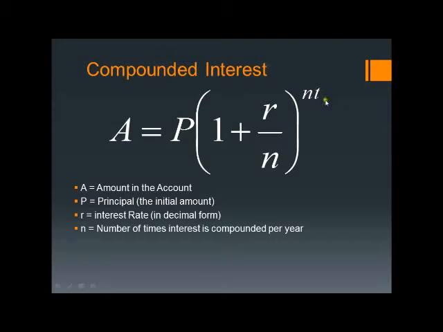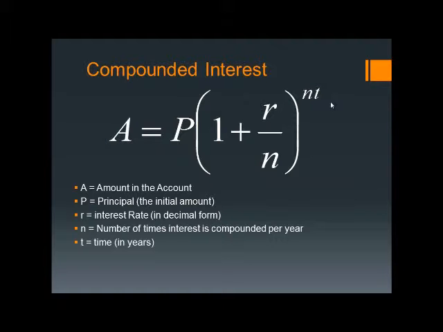Then up in the exponent, as the number of times it's compounded per year, T is the number of years that go by. So the exponent tells you the total number of times they're going to figure out your interest. How many times it is compounded, if you will.